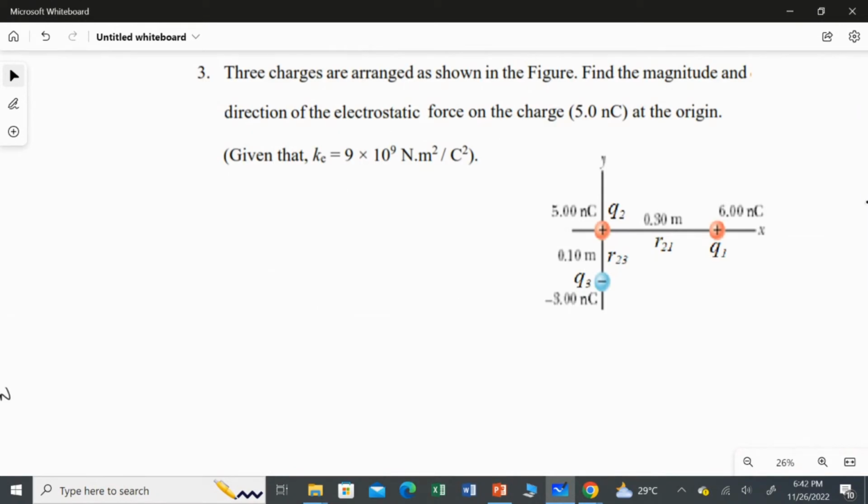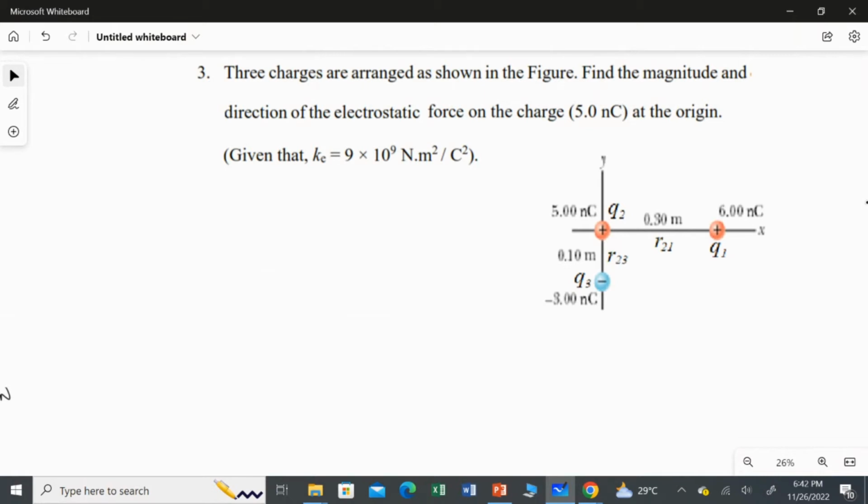Third question. 3 charges are arranged as shown in the figure. So you have to see the figure here. 3 charges are there. Q2 is exactly sitting in the origin, and Q1 is exactly sitting on the x-axis, and Q3 is exactly sitting on the y-axis. And these 3 charges values are mentioned in the figure. And also the distance between the charges Q2 and Q1 is 0.3 meter. Likewise, the distance between charges Q2 and Q3 is exactly 0.1 meter. So we have to take all the data from the figure, okay?